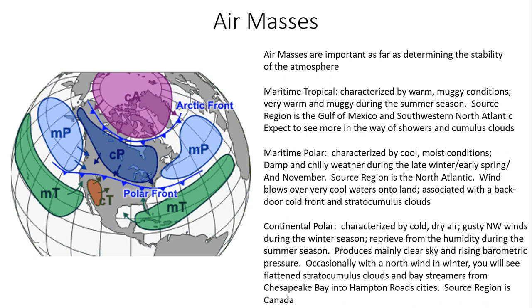Occasionally, with a north wind in winter, if you have a continental polar air mass moving in from Canada, you will see these flattened stratocumulus clouds develop downwind of the Chesapeake Bay into Hampton Roads cities, for example. And that is a bay streamer effect. Basically, you have cold, dry continental polar air moving over the relatively warmer waters of the Chesapeake Bay. If the wind is from the north, it's going to direct those clouds straight south from the Chesapeake Bay into southeastern Virginia. The source region, again, for continental polar air masses is Canada.